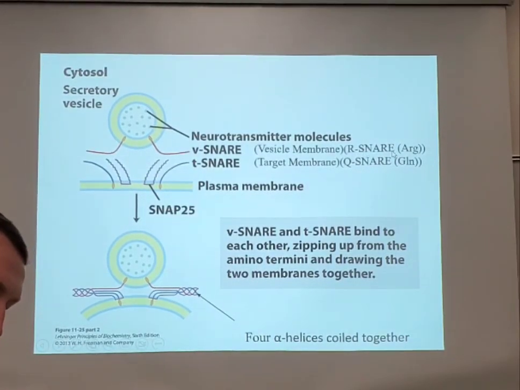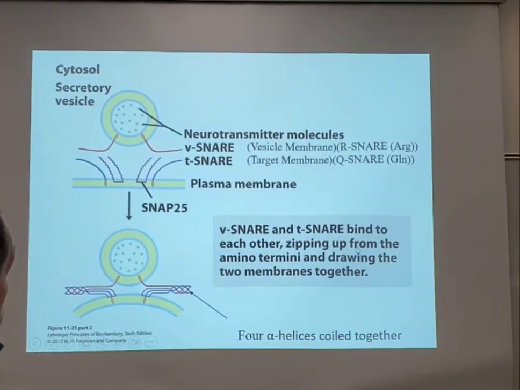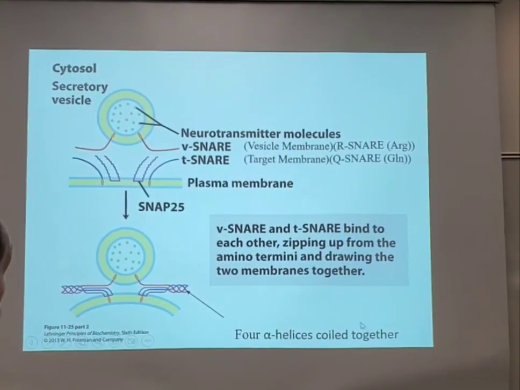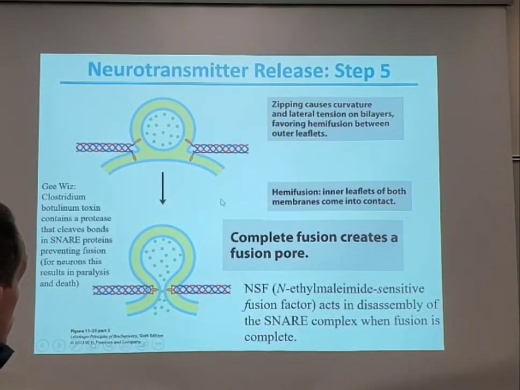Vesicle SNAREs with arginine, Q-SNAREs with glutamine. So these were part of v-SNARE, t-SNARE. Okay, 4 alpha helices coming together. Okay, curvature with this. There's this gee whiz fact. So NSF, N-ethylmaleimide sensitive fusion factor, acts as a disassembler of the SNARE complex when the fusion is complete.